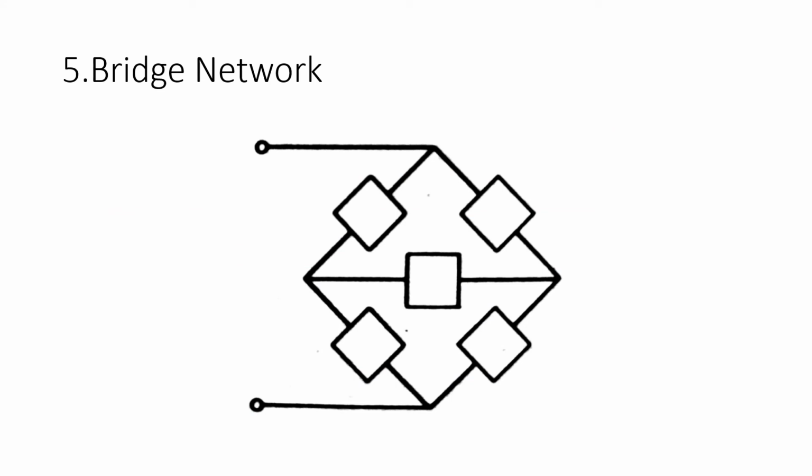Bridge network. This is bridge network having four arms on the edge of this figure and one diagonal arm. This is known as bridge.